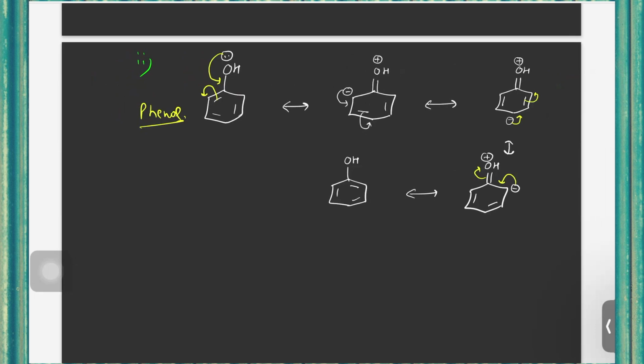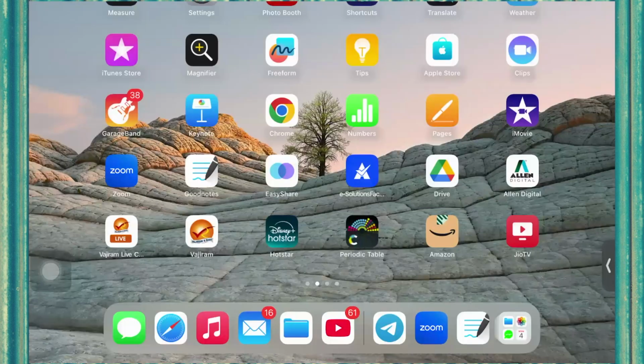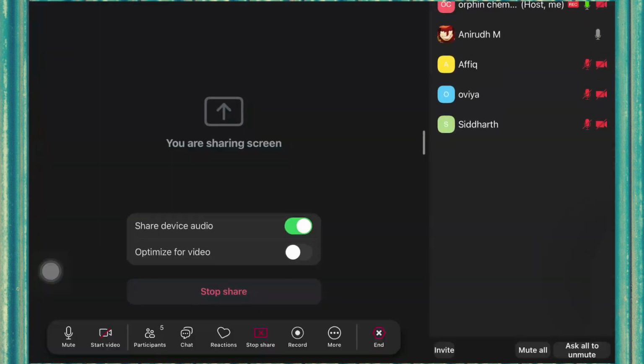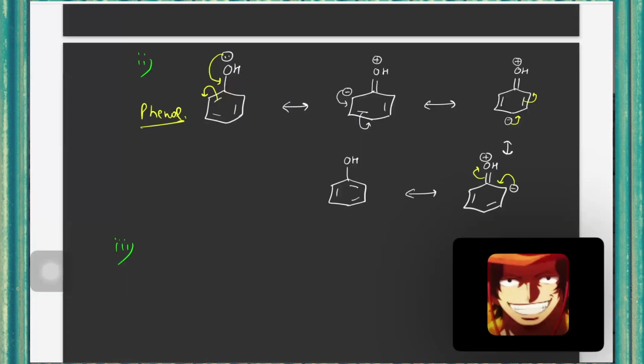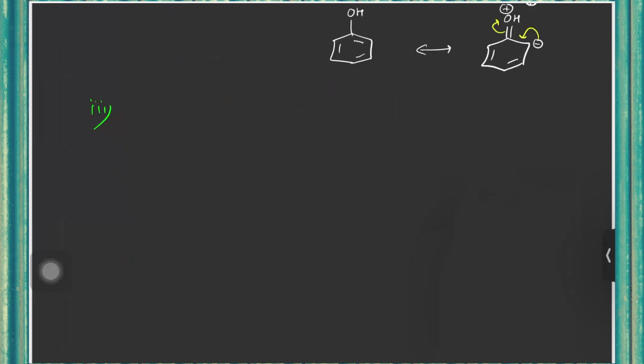So did you understand drawing RS in this case? Yes, sir. Ovia, Afik? Yes. Yes, sir. But you have to give me confirmation here every time whenever I ask. Anirudh? Yes, sir. Okay. So now you have to try this one by yourself.